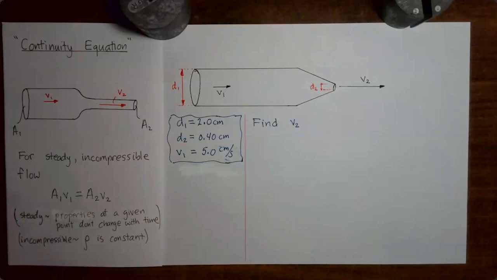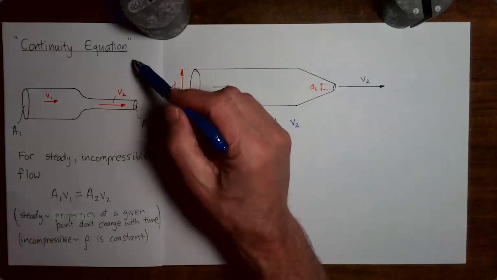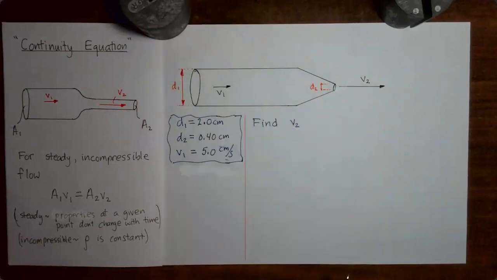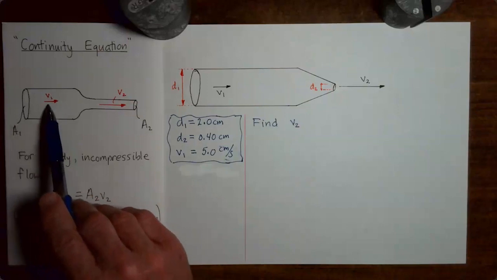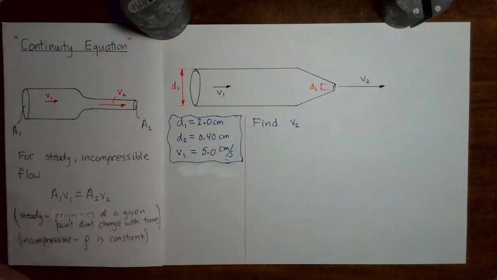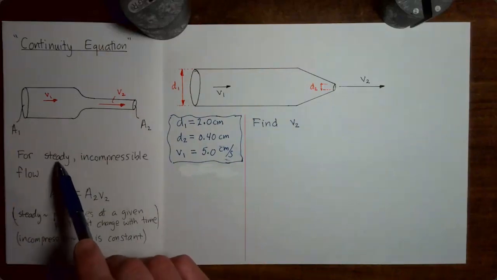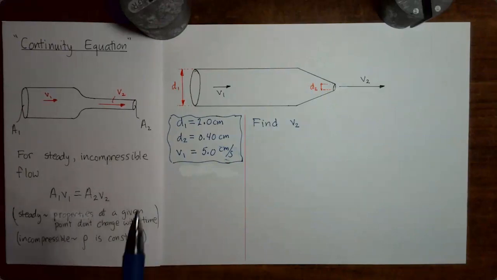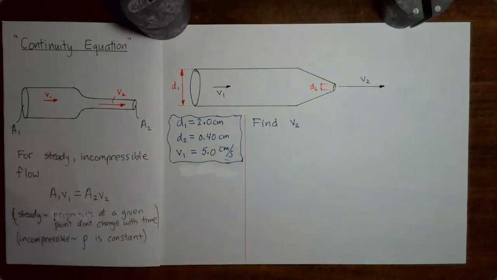In the previous video, I introduced you to the continuity equation, or at least to the version of the continuity equation which is given in introductory textbooks. Here's the idea. Let's say that we have a fluid flowing through a pipe, and somehow the pipe gets wider or narrower. If we assume that the flow is steady and incompressible, then there is a simple relation we can make between the flow speeds in the two segments of the pipe.